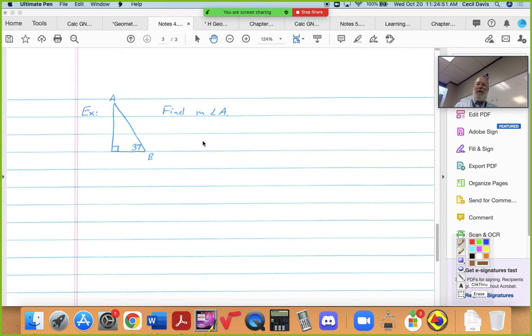Mathematicians are incredibly lazy, efficient. Yeah, that's it. We're efficient. I'm just going to take 37 from 90. Done. These two angles have to add up to 90 if this is a right triangle. I love mathematicians.